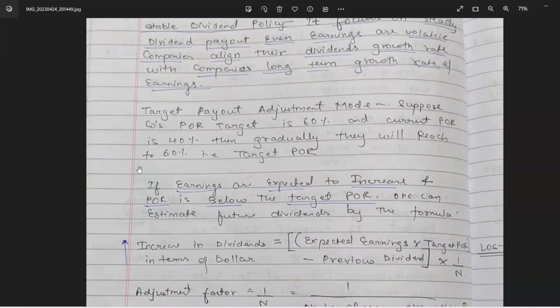Okay, so this is the formula where we can calculate the future dividend that the company is going to pay if we know the company's target payout ratio. Suppose the company focuses on a long-term payout ratio of 60%, but currently the company's payout ratio is 20%. So there is a gap of 40%, which will be closed over a period of years. The earnings are expected to increase and the payout ratio is below the target payout. So one can estimate the future dividends by the formula.